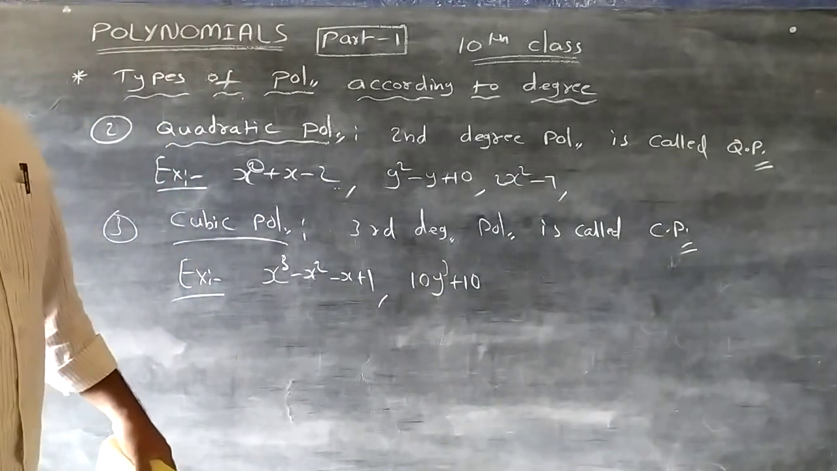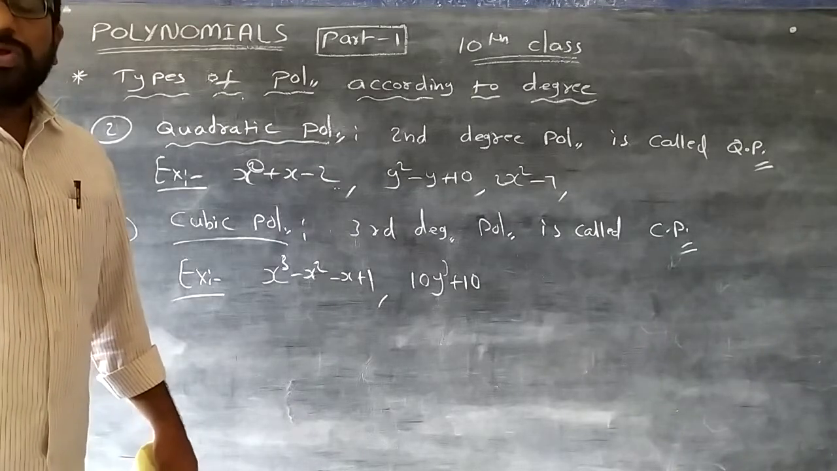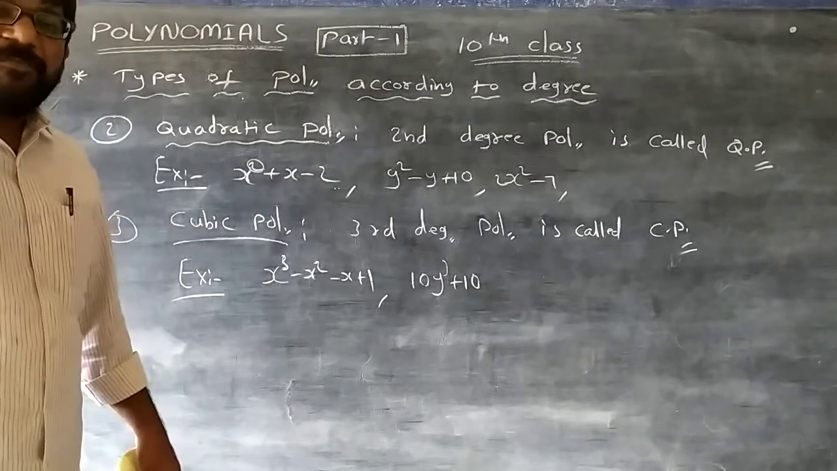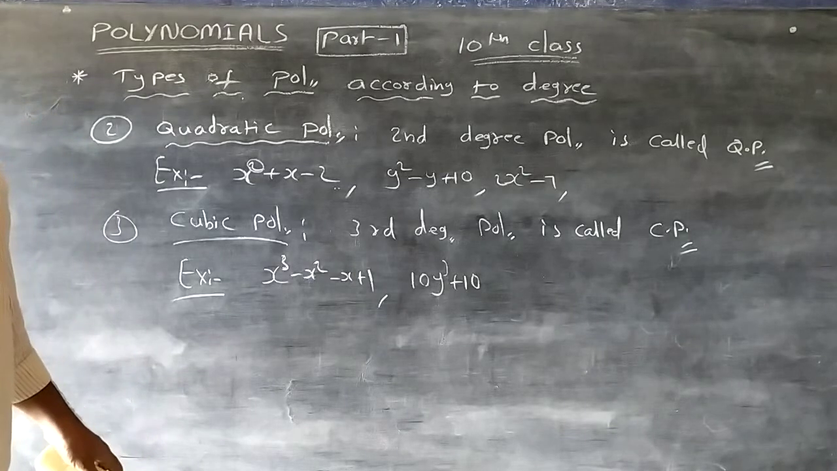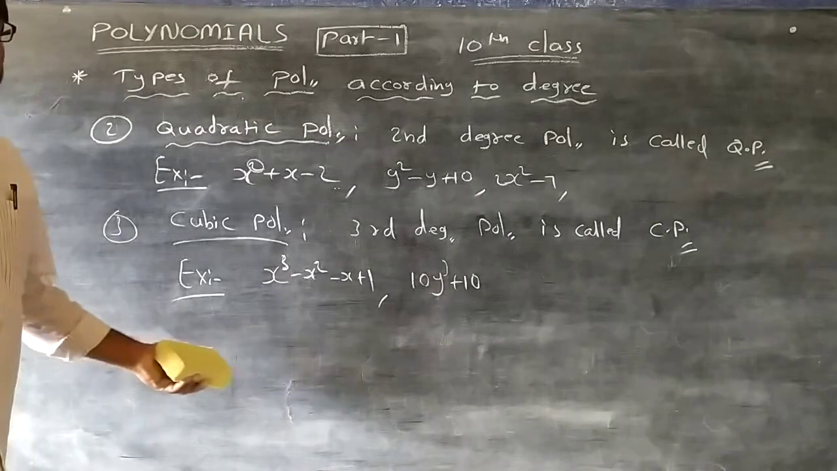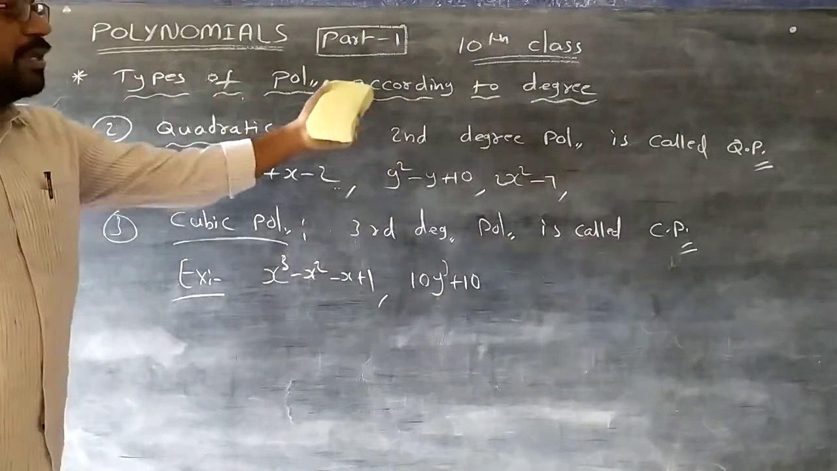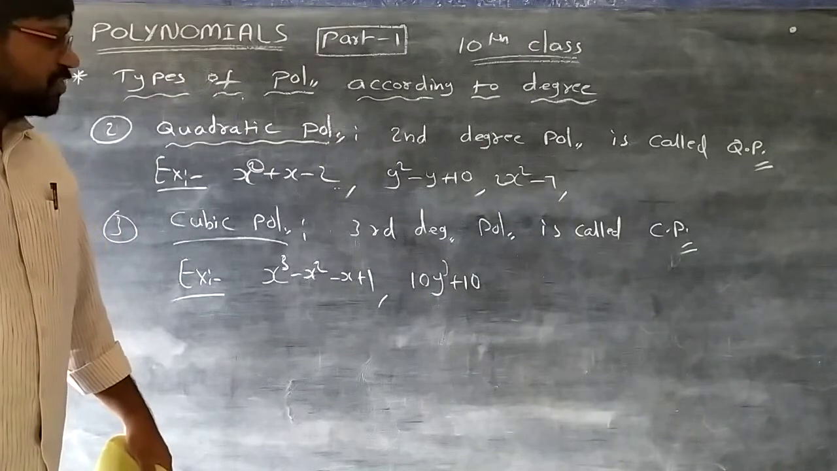Next, biquadratic polynomial. Quadratic means degree 2. If the degree of a polynomial is 4, then that is called a biquadratic polynomial, right? So in this way, we can define types of polynomials according to degree, right?